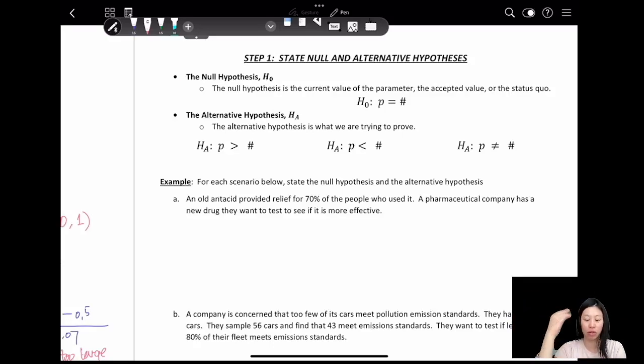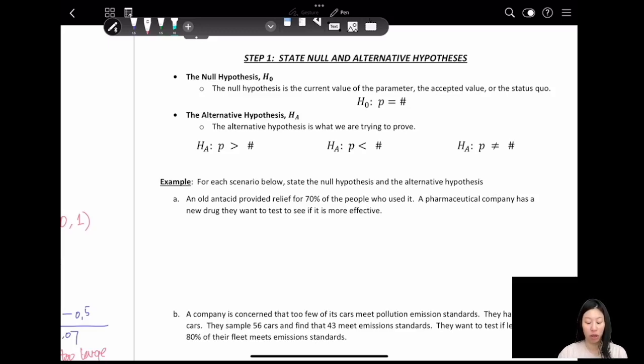So today I'm going to break down, step by step, how to do a hypothesis test. Step one, you need to state the null and alternative hypotheses. So what is a null hypothesis? For the null hypothesis, we use the notation H sub 0.